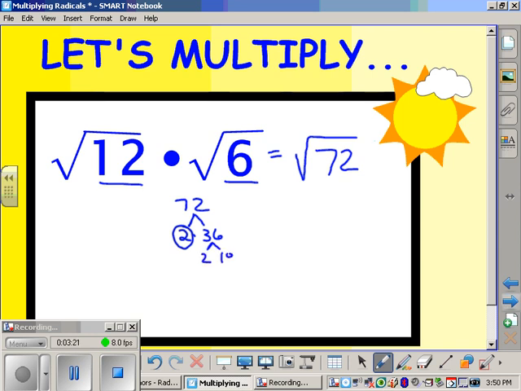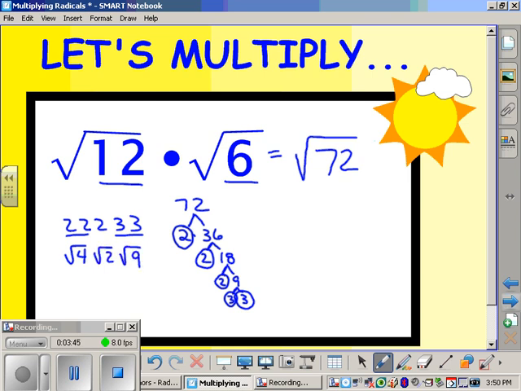We then have 2 times 18, and then we'll break the 18 down into 2 times 9, and then the 9 down into 3 times 3. So that would give us 3 2s and 2 3s. If we underline our pairs, we then have radical 4, radical 2, and radical 9. So bringing that back up, we've got radical 4, radical 2, and radical 9.